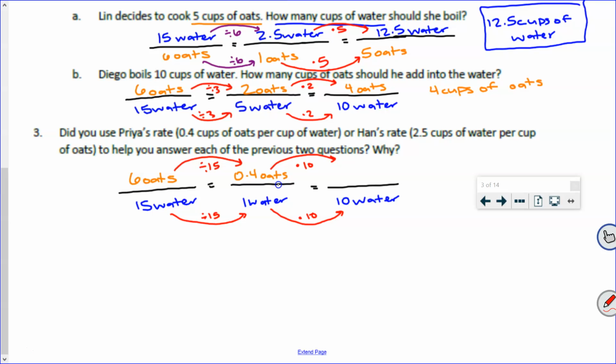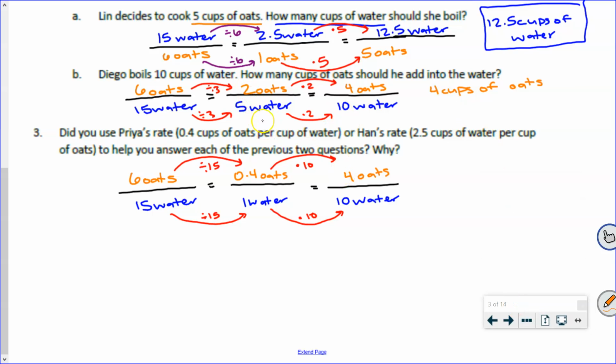Good. Lots of hands coming up. 0.4 multiplied by 10. What'd you get, Cheyenne? 4, right? 4 cups of oats. Same problem, same answer that we got before. We just took a different route.